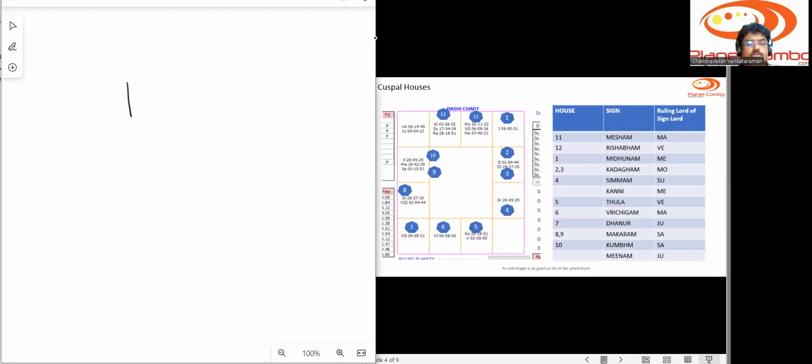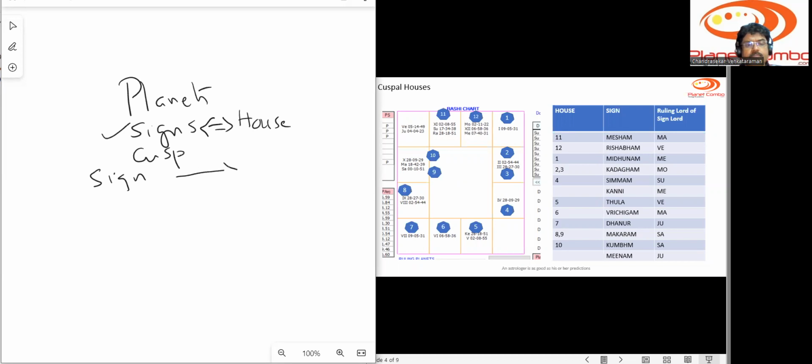In the previous videos, we covered planets and we covered signs. The other synonym I used is houses, but let's continue to use signs. In this chapter, we'll learn about cusp. What is the difference between a sign and a cusp?